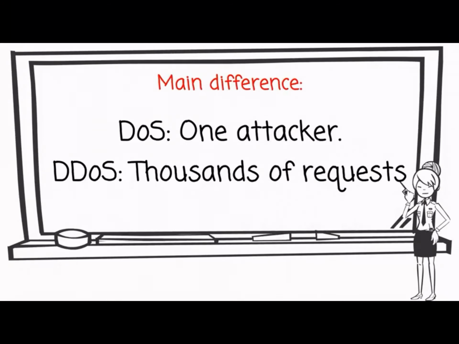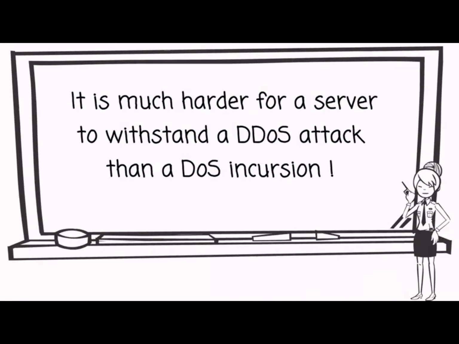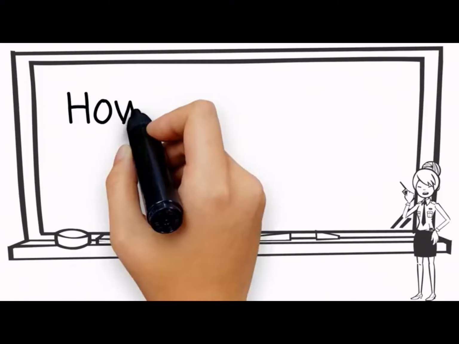The main difference between DOS and DDoS attack is that there's only one attacker in DOS attack, but in DDoS attack, the target server will be overloaded by hundreds or even thousands of requests. Therefore, it is much harder for a server to withstand a DDoS attack as opposed to the simpler DOS incursion.